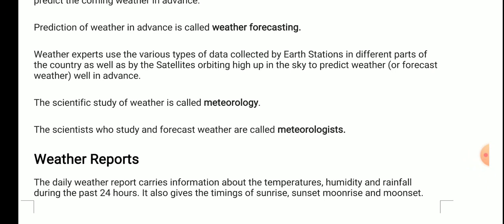Again, the daily weather report, what does it tell? It tells about the temperature, humidity, and rainfall during the past 24 hours. It also gives the timing of sunrise, sunset, moonrise and moonset.